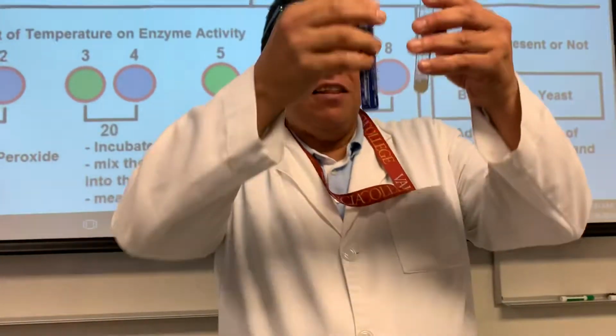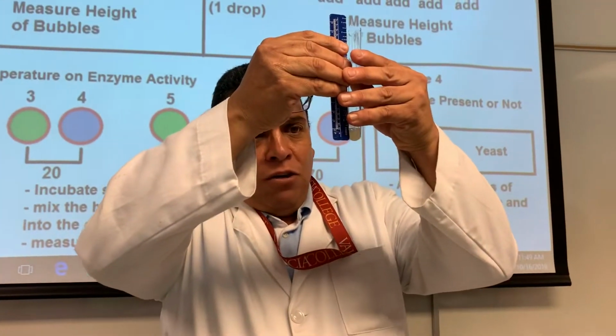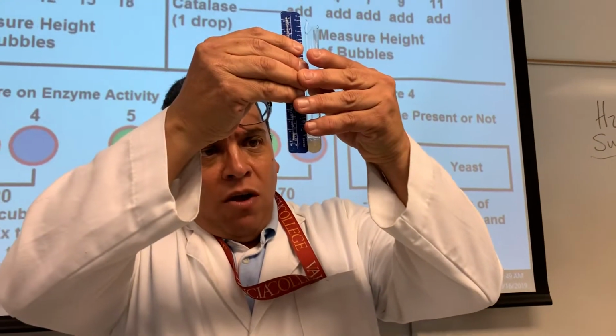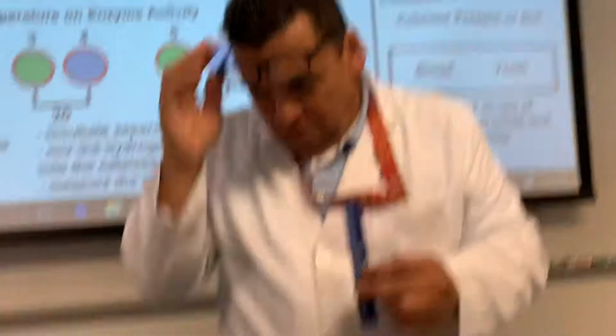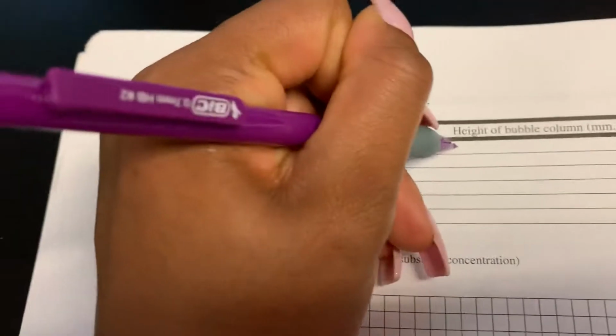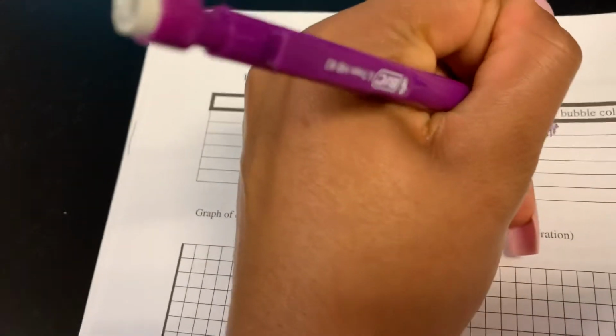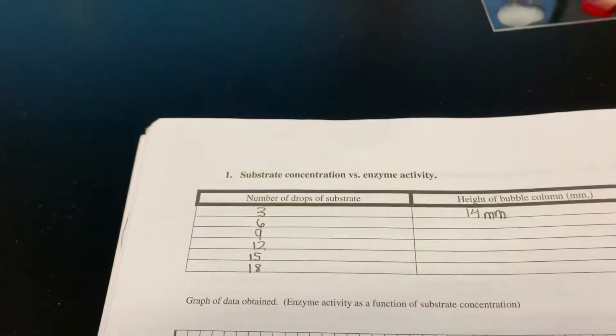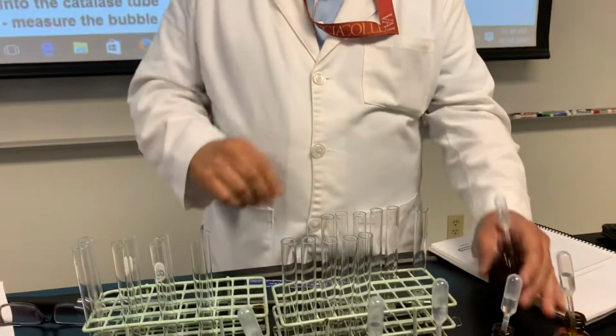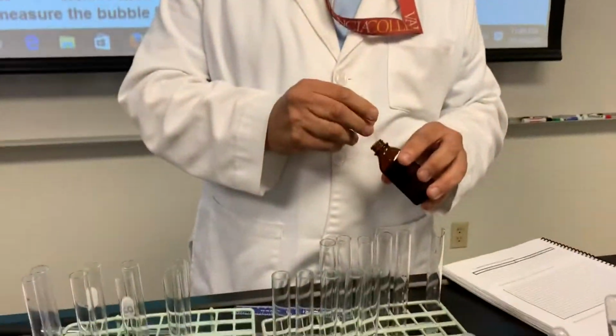Okay, you're going to start writing the numbers down. The first one, it was 3 drops. The first one is 14 millimeters, yeah? So the tube sacrificed itself for you guys. Good. Okay, you want to remove that?